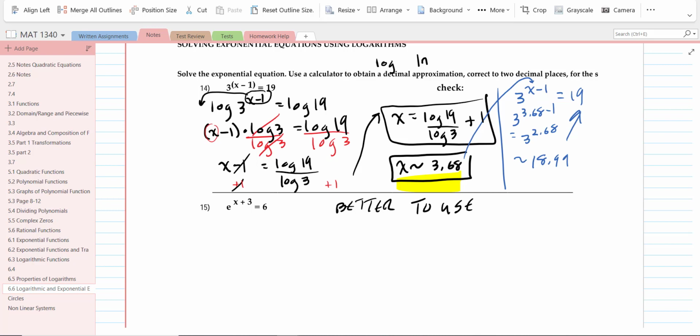So what we're going to do a little bit differently on this problem is we're going to use ln. Now, I could have taken the ln of both sides of the last problem and got exactly the same answer. So we're going to start that problem the same way. What do I need to do next?